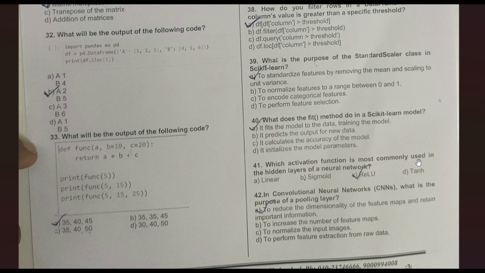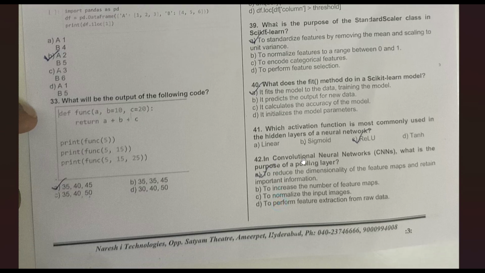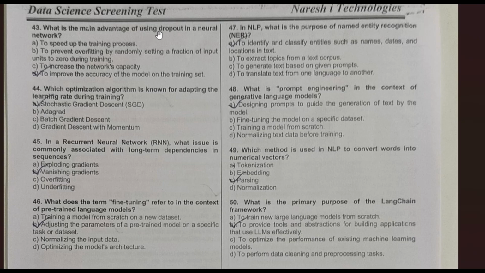Which activation function is most commonly used in layers of a neural network? That is called CNN, that is a ReLU. In a convolutional neural network, what is the purpose of a pooling layer? Pooling layer is to reduce the dimension of the feature maps and retain the important information. Pooling, max pooling. What is the main advantage of using dropout in a neural network? So first, dropout is used to prevent overfitting. So B will be the answer.